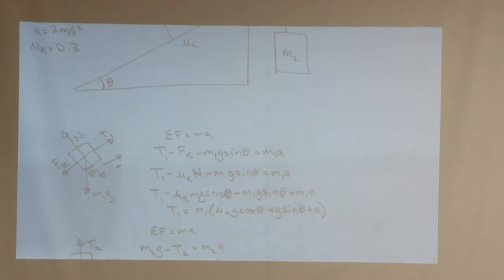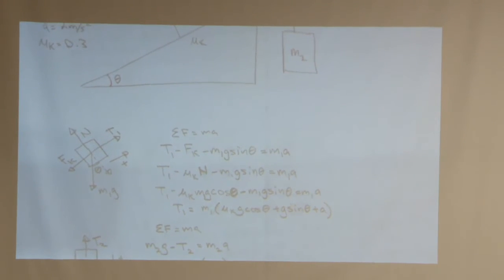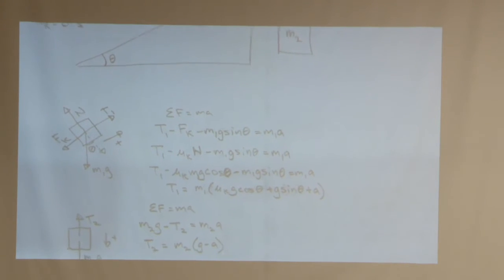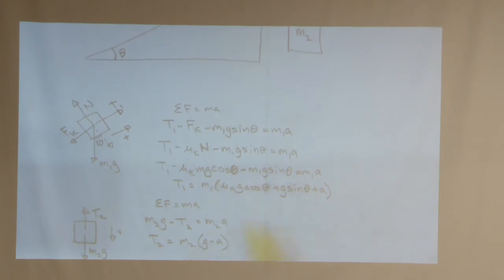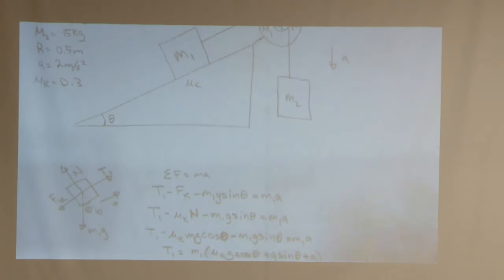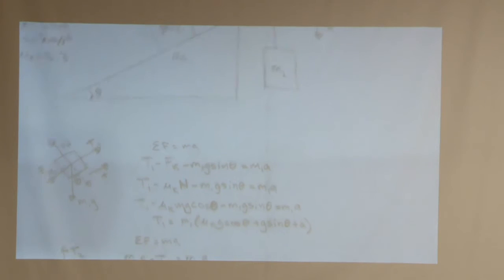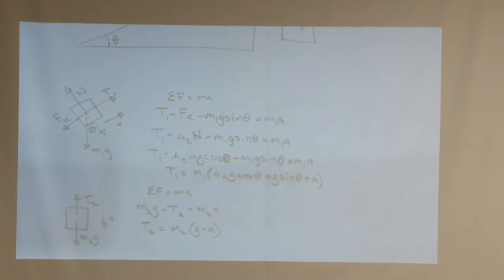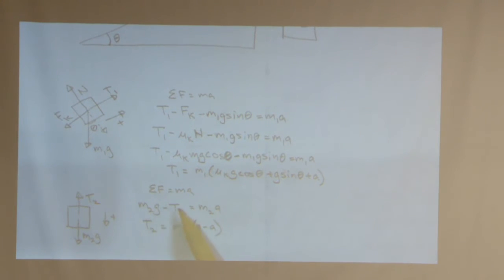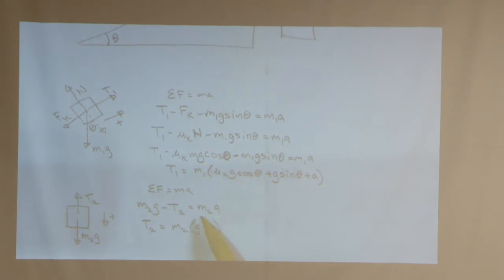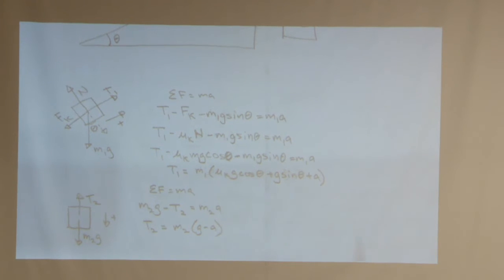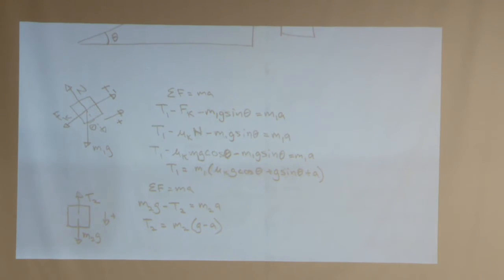All right. So now we go to mass 2, which is a lot simpler because it's just the string and gravity. So then we look at the vertical components because that's the only motion we have. And again, the positive direction for mass 2 is going to be downwards because it's the same as the acceleration. So anything pointed down is positive. So we have m2g as positive, and we're subtracting tension 2. And then we're going to set that equal to m2a. All right, and then I'm going to solve for T2 here. So I get that.